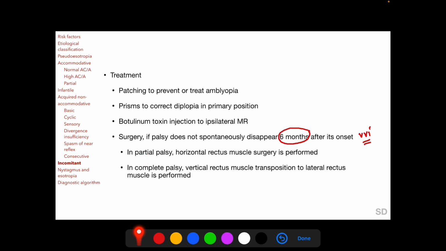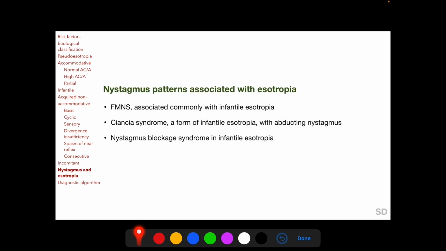In partial palsy, where some residual strength of the lateral rectus muscle exists, horizontal rectus muscle surgery is performed. But in complete palsy, in which there is no strength in the palsied lateral rectus muscle, vertical rectus muscles are transposed to the palsied lateral rectus muscle, and we have a separate session to discuss various types of surgeries on extraocular muscles.